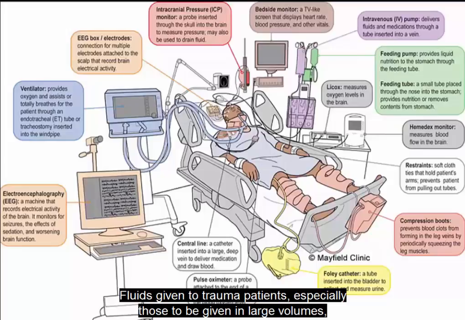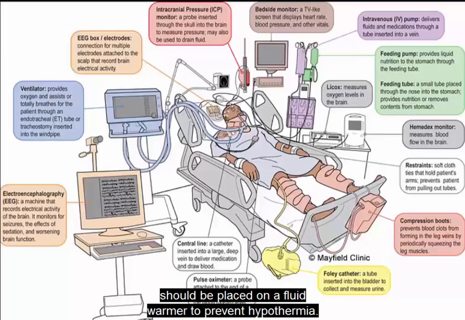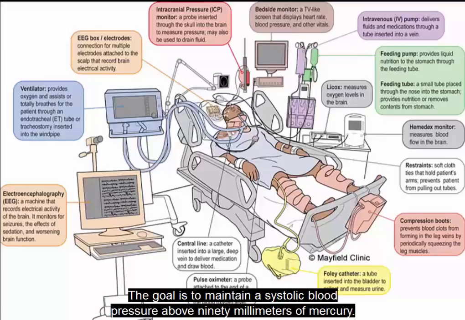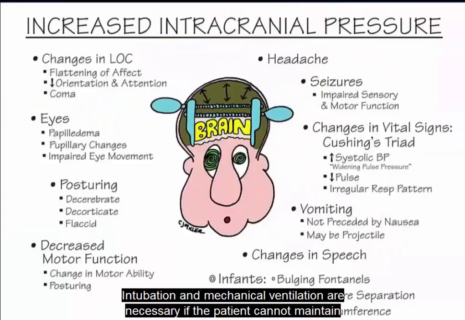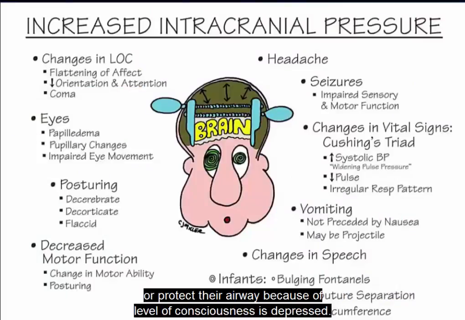Fluids given to trauma patients, especially those to be given in large volumes, should be placed on a fluid warmer to prevent hypothermia. The goal is to maintain a systolic blood pressure above 90 millimeters of mercury. If blood loss is greater than 30% of the total blood volume, then blood products should be used as part of the volume resuscitation. Intubation and mechanical ventilation are necessary if the patient cannot maintain or protect their airway because level of consciousness is depressed.